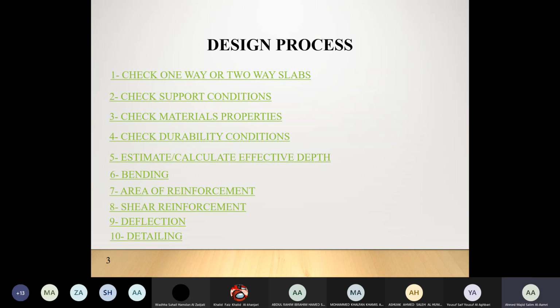Now, there are five failures that we are referring to. One is the durability, second is bending, third is shear, area of reinforcement or shear; the sequence can vary. Area of reinforcement, shear reinforcement, and then deflection. These are the five failures that we talked about last class. And then the other things are only checking the type and the support, so I'll choose the correct type of table.